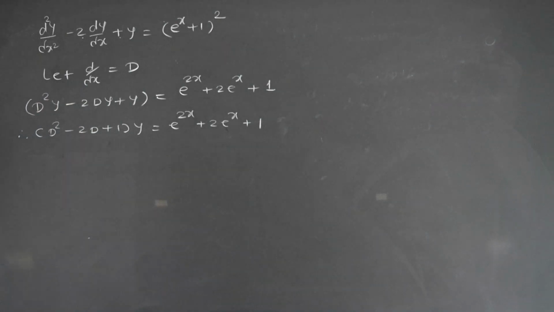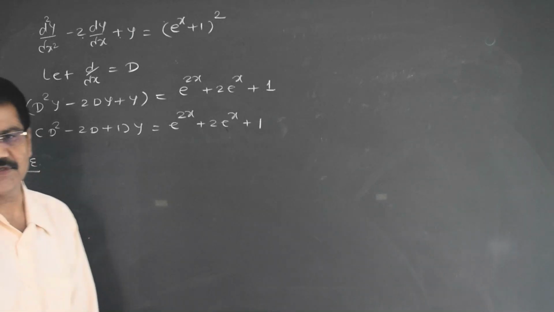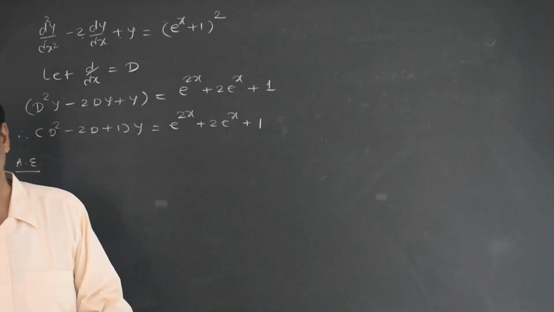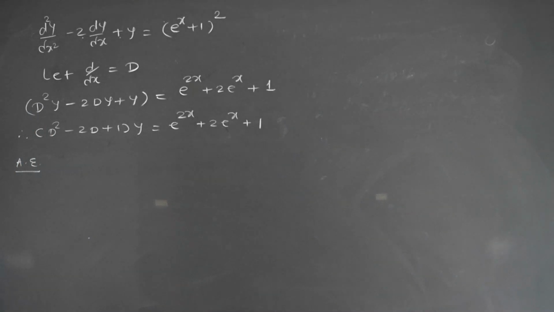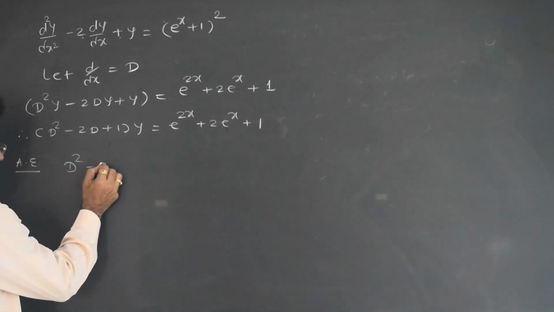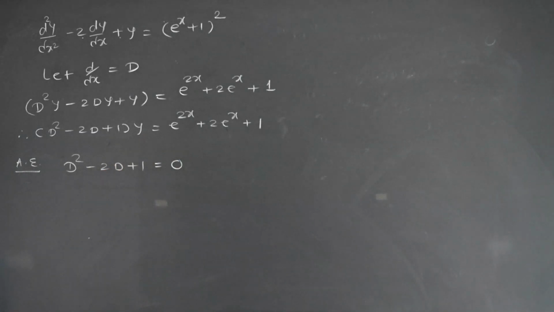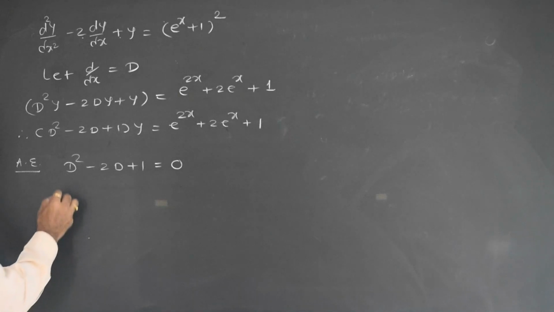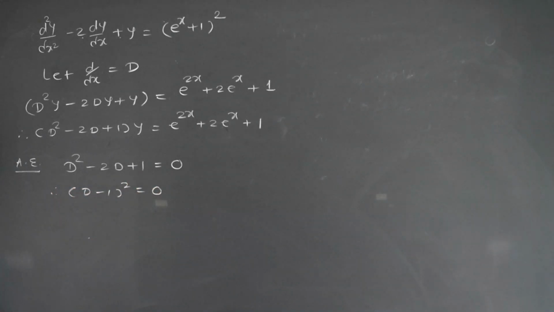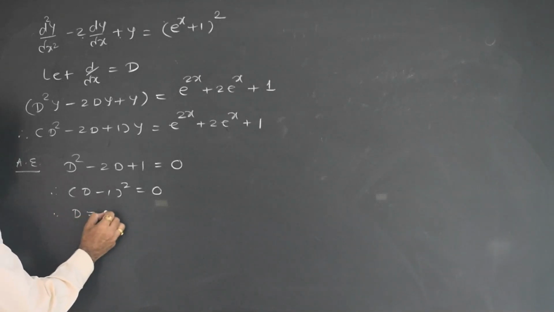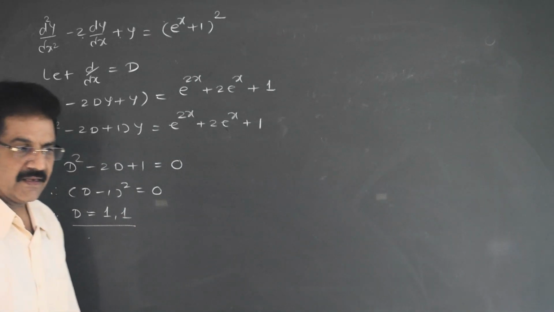Next step, auxiliary equation. Whenever we find the total solution, we have to find yc and then yp. So for yc we need to write down the auxiliary equation. The meaning of auxiliary equation is we have to equate this polynomial to 0 to find the roots of the equation. We can see that it is nothing but (D minus 1)², and therefore we get two roots of the equation as D equal to 1 and 1.